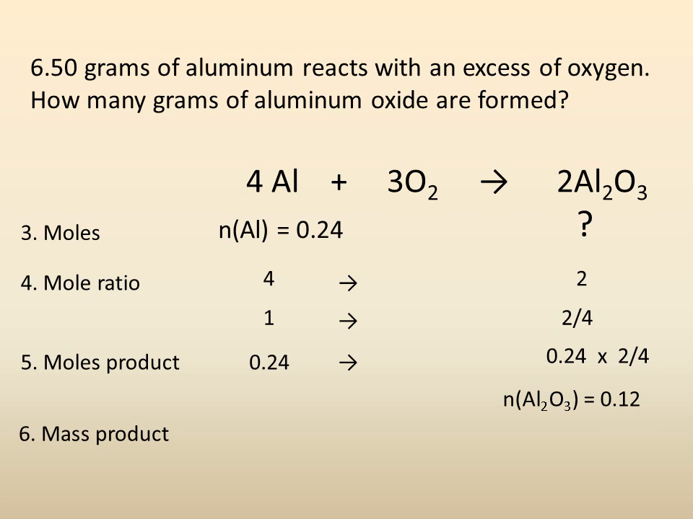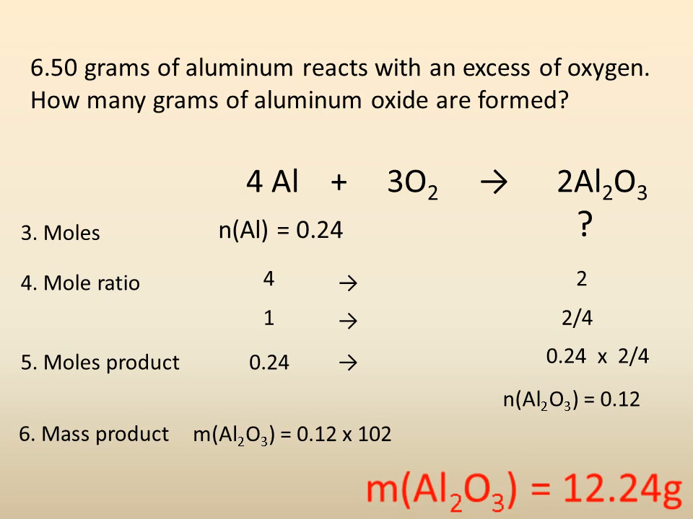And the mass of the product is therefore going to be given by 0.12, which is our number of moles of product, multiplied by its molar mass, which is 102. Make sure that you put the mass with the actual quantity next to it, so it reads mass of aluminium oxide, so you don't just have M's or N's all over the place. You need to actually specify what you're trying to calculate. Once we've done this calculation, we come up with the answer of 12.24 grams of aluminium oxide.